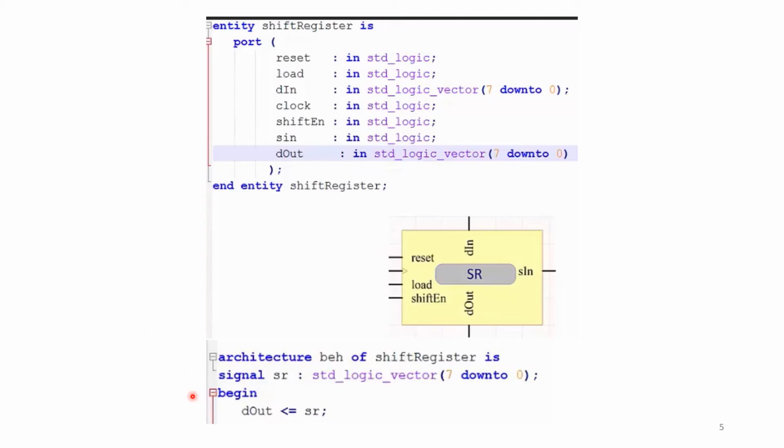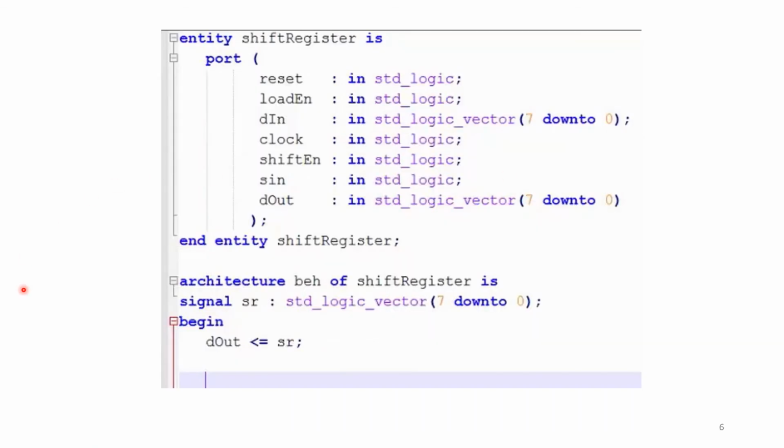Within the architecture you need to declare the signal. For the internal register we have SR, so we need to declare SR, and this is 8 bit obviously. And also you need to have the connection, so data out needs to be connected to SR to get the values from the SR, right? So after begin we declare the connection to SR. Okay, let's check all together how it looks.